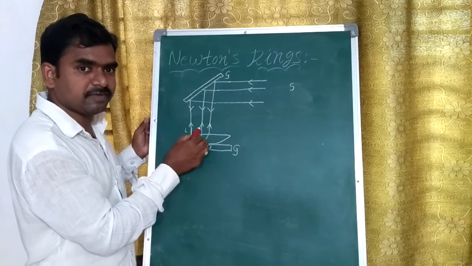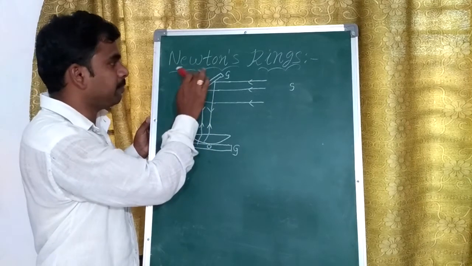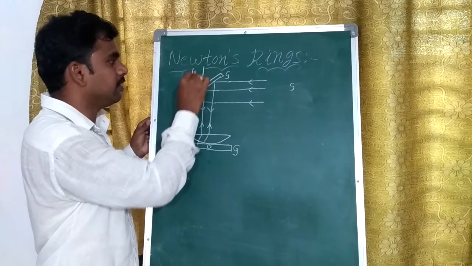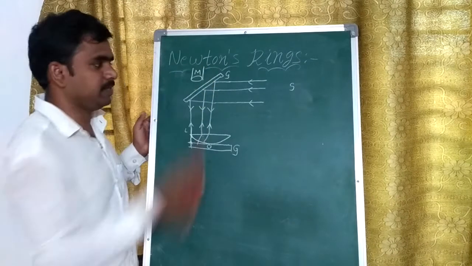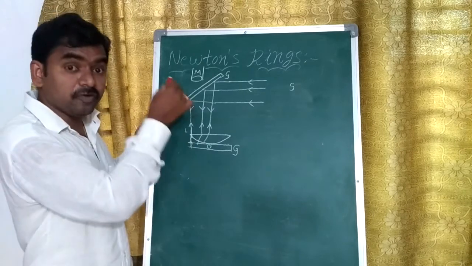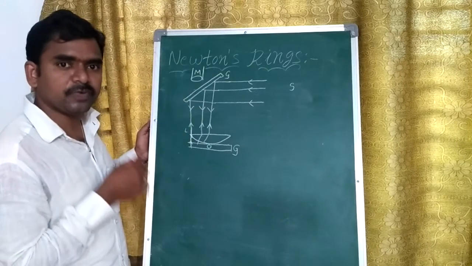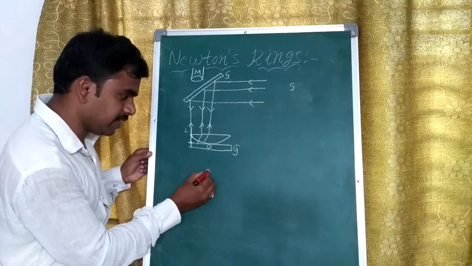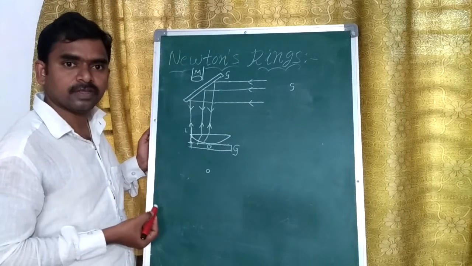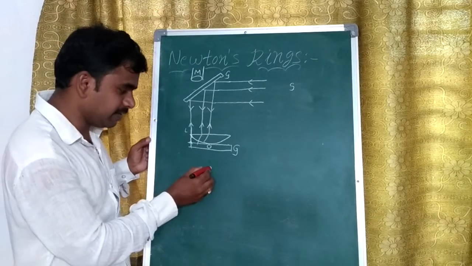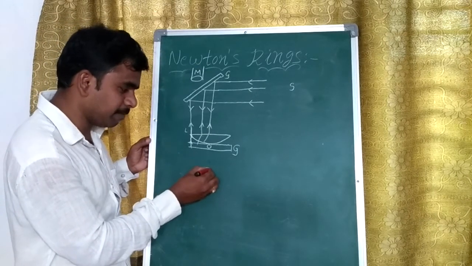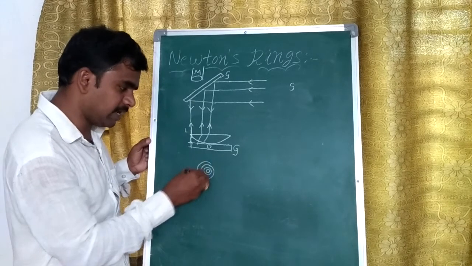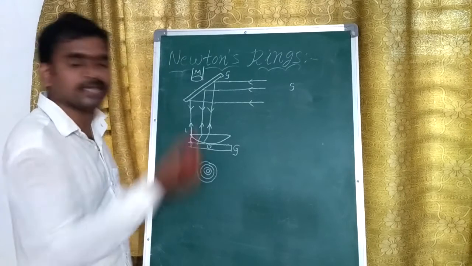To observe this interference pattern, we place a microscope above the 45 degrees inclined glass plate. If you observe there, at the center we can observe a dark spot. From the center we can observe successive alternate bright and dark rings like this.